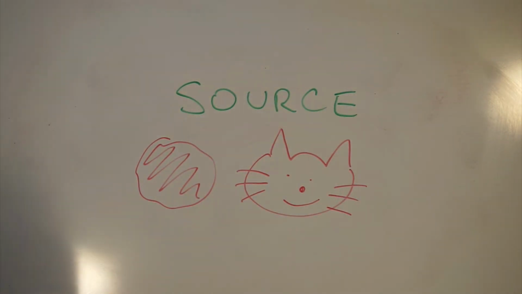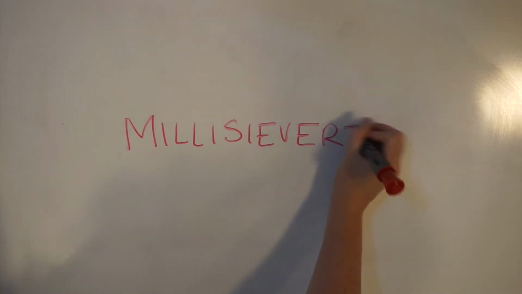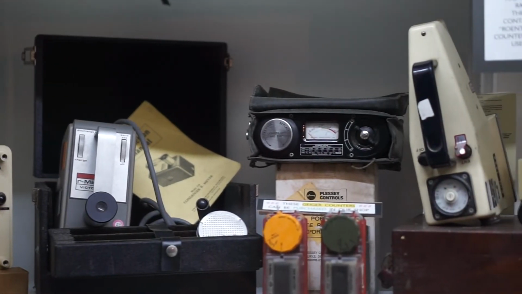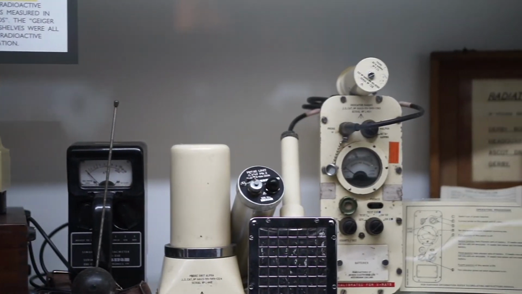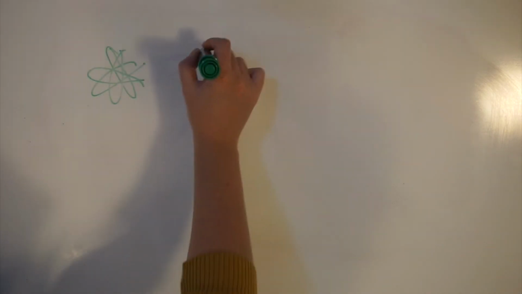If you want to work out how much radiation is coming from a source, this is measured in millisieverts. You can measure it with scientific equipment like these Geiger counters, which we have lots of at the museum. Things don't stay radioactive forever though.